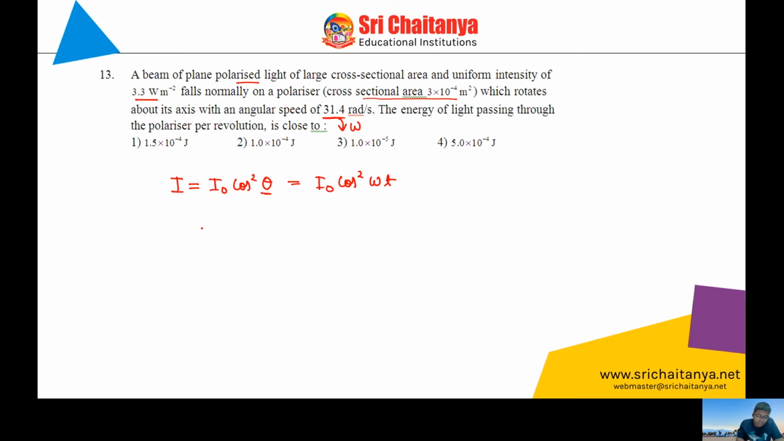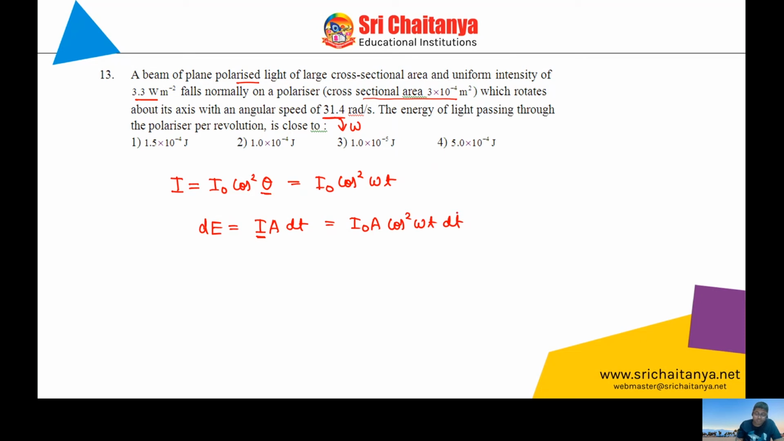So the energy that will pass in time dt, we can simply write: I is the intensity and A is the area of the polarizer. So this is the power received by the polarizer, and that multiplied with dt will be simply energy. And since the I value is given by I naught cos square omega t, we can write I naught into A into cos square omega t dt. So that is the energy passing in time dt.